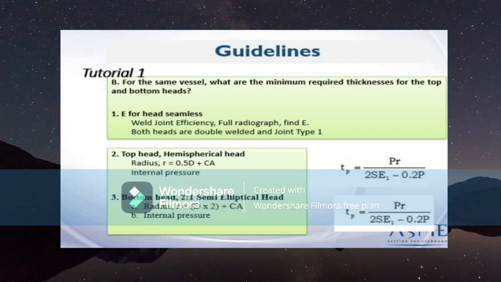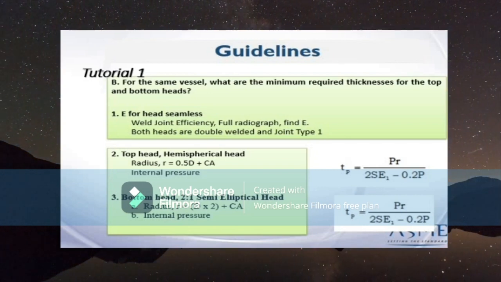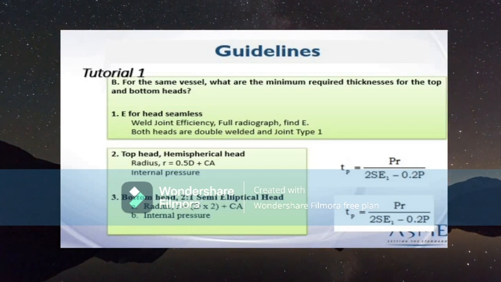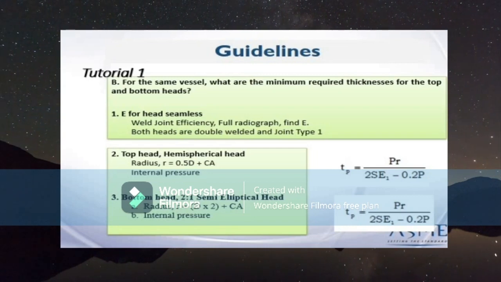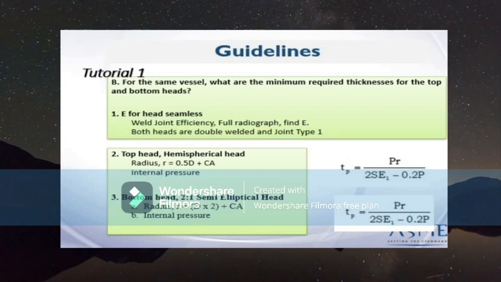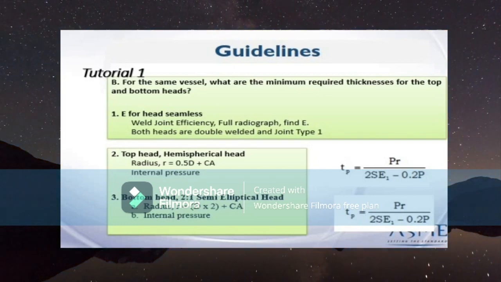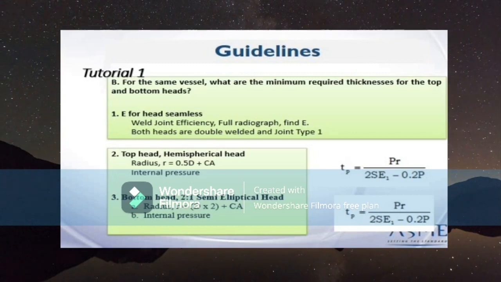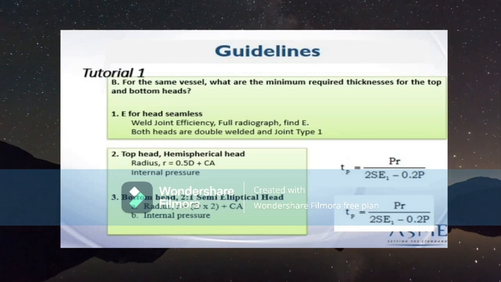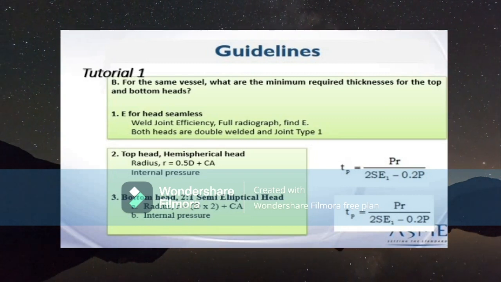R equals 0.5 times diameter plus corrosion allowance, which is equal to 0.5 times 48 plus 0.125 equals 24.125 in. T equals pressure times radius divided by 2 times S times E minus 0.2 times P.